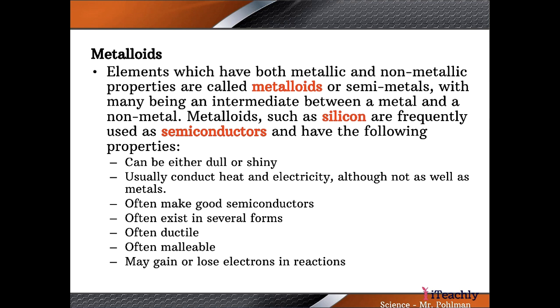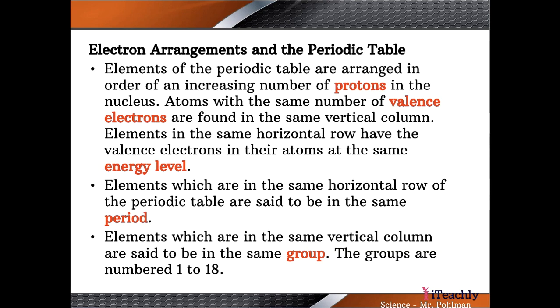And they can exist in different types of forms. They can be ductile or not. They can be malleable or not. They can gain or lose electrons. But when we're looking at these, they have properties that are similar to the metals, but not in all cases. And they have properties similar to nonmetals, but not in all cases. So that's why we call them the metalloids. They share characteristics of both. All right, so let's take a look at the periodic table, how it's arranged.